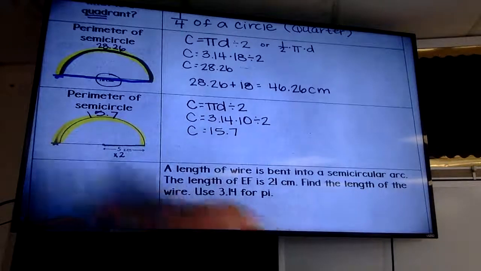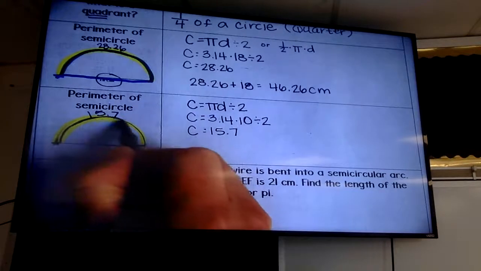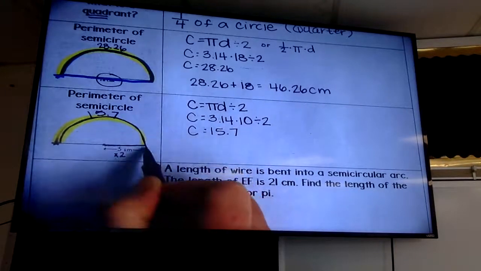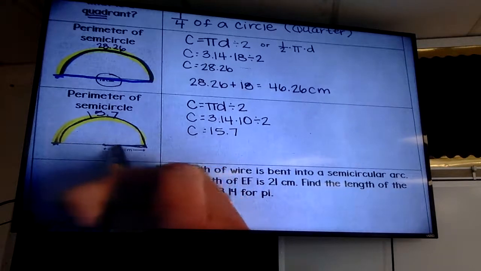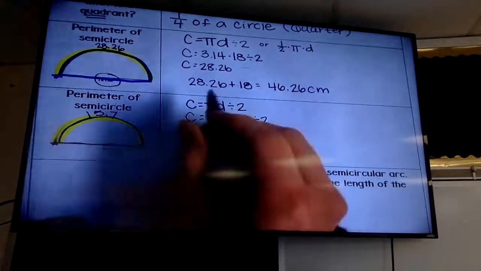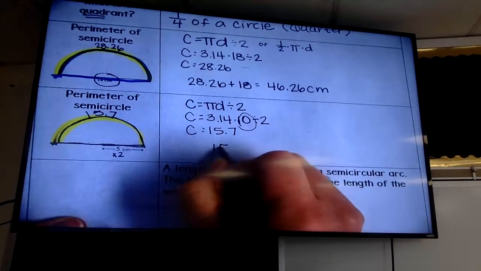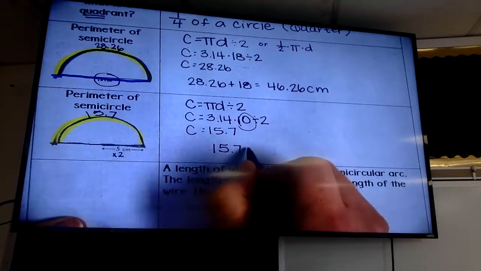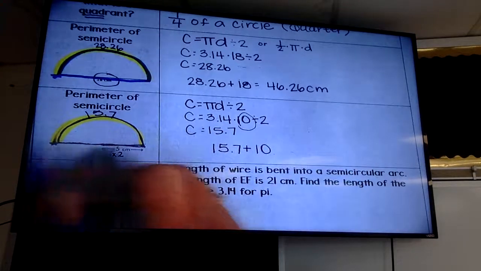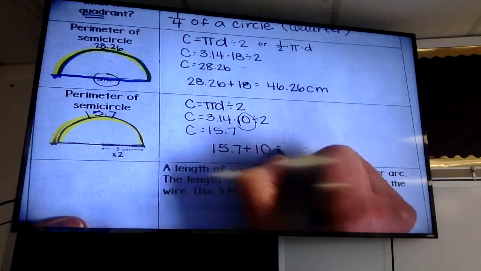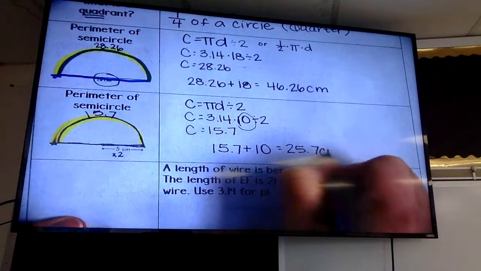Okay, but remember, that's not where I started from. So far, I've only followed the yellow path. Now I got to get all the way back to where I started. So to do that, I got to do the diameter of my circle, which was right here. We said the diameter was 10. So I'm going to say 15 and 7/10 plus 10. That's the diameter of my circle. Would give me 25.7 centimeters again.